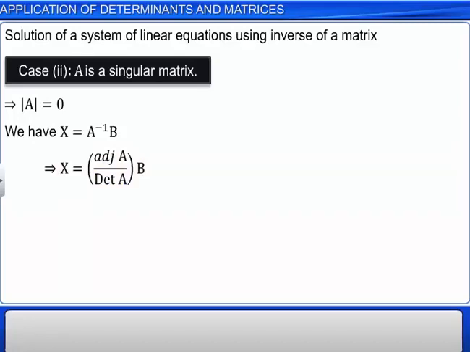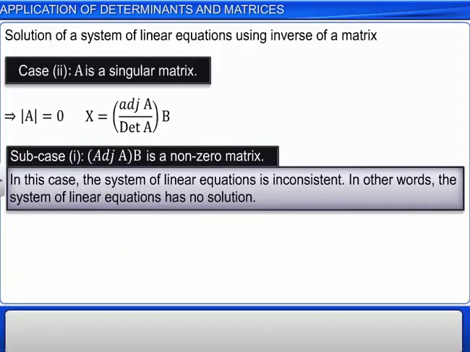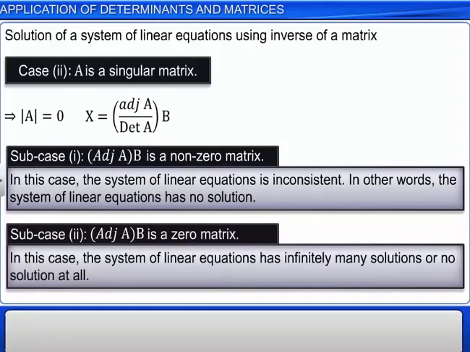If adjoint of A into B is a non-zero matrix, then the system of linear equations is inconsistent. In other words, the system of linear equations has no solution. On the other hand, if adjoint of A into B is a zero matrix, then the system of linear equations is either consistent or inconsistent. Accordingly, the system of linear equations has either infinitely many solutions or no solutions at all.